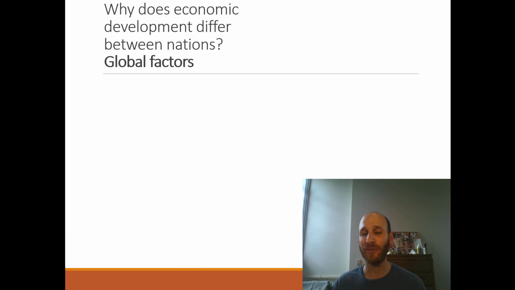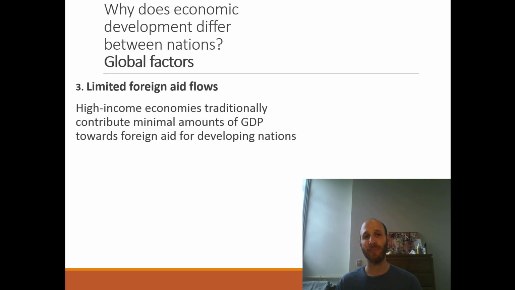Okay, here's the final global factor in terms of why economic development is different between nations, and this relates to limited foreign aid flows. High-income economies, our advanced economies, traditionally contribute minimal amounts of GDP towards foreign aid for developing nations. Now, minimal might seem a bit harsh, but it is a relatively low contribution in terms of their overall GDP.